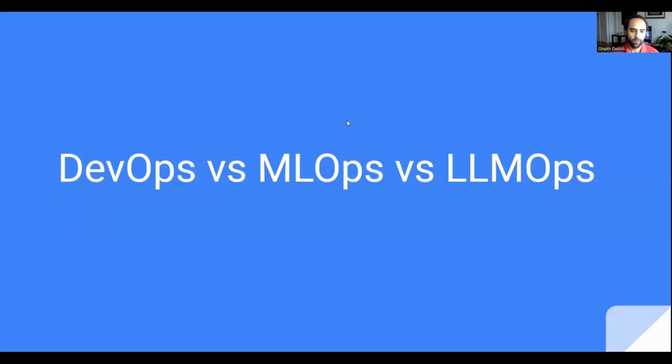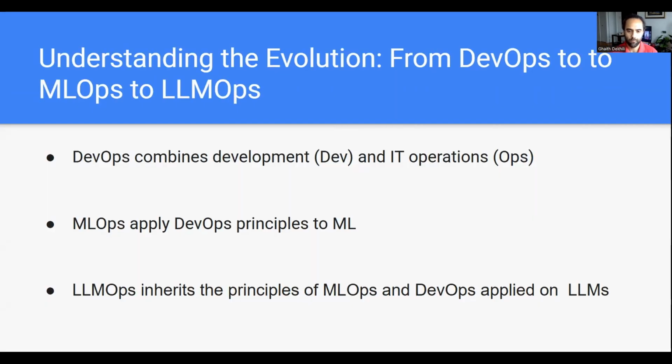In this video, I will show you the difference between DevOps, MLOps, and LLMOps. So to give you an idea about what each term means, DevOps is actually the combination of two words, development and operations. MLOps is the same term as DevOps, but applied to ML, which stands for machine learning, and LLMOps is actually MLOps, but applied on a specific case of large language models, or LLMs for short.